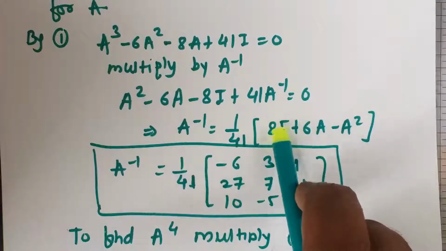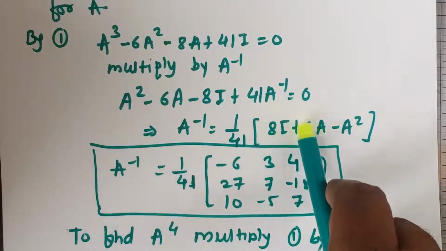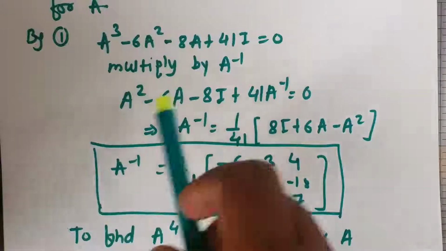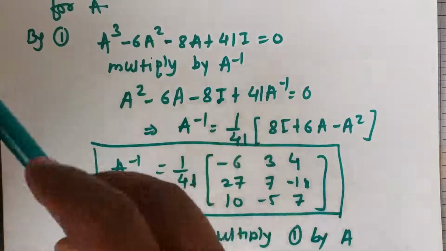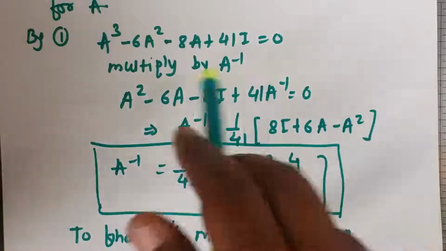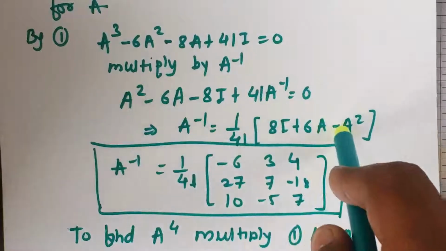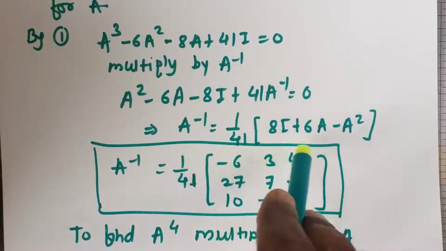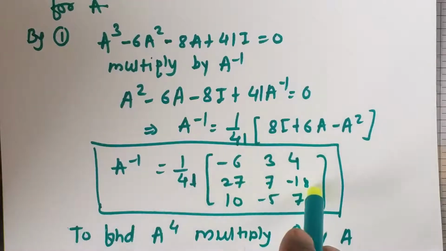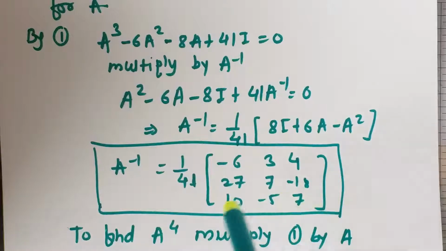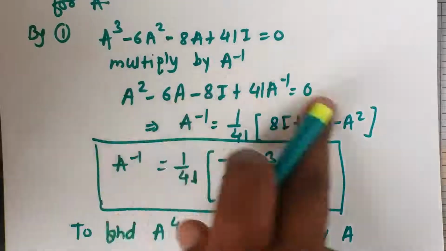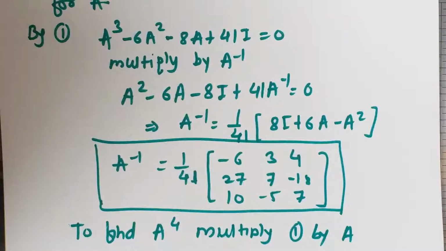Now after doing the addition of these 3 matrices, 8 times I plus 6 times A minus A square, all these matrices we have already calculated while verifying the theorem. So from there you take these matrices here, and after doing the addition you'll get this matrix: minus 6 plus 3 plus 4, 27 plus 7 minus 18, 10 minus 5, 7 into 1 by 41. This will be the A inverse of the given matrix. So this is how we determine A inverse with the help of Cayley-Hamilton theorem.